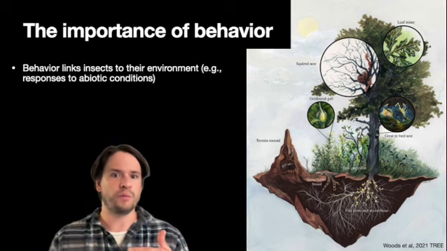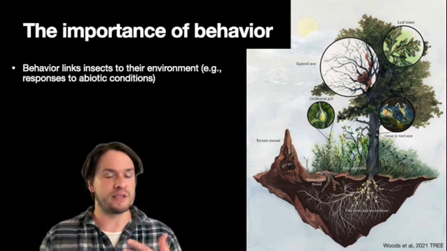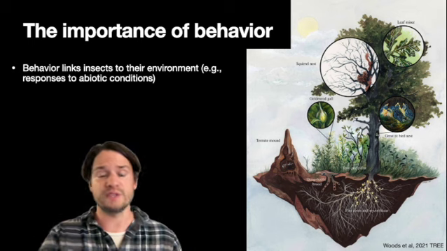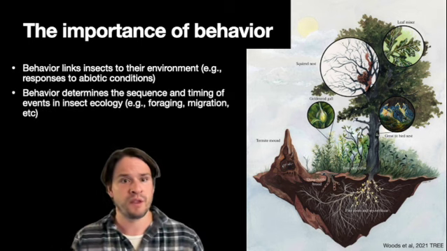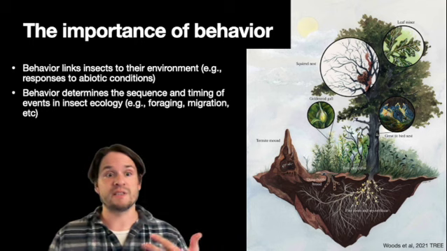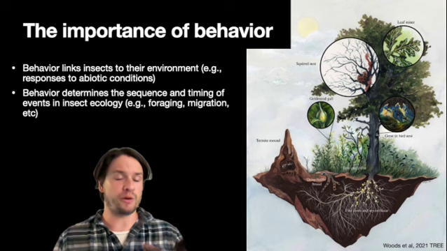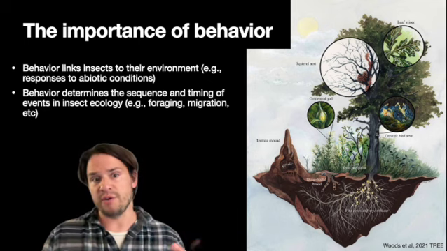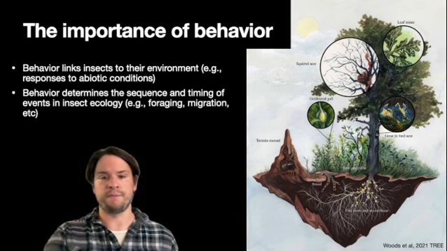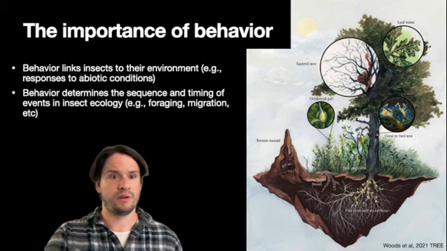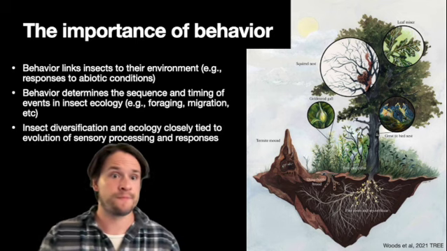So behavior really lays the groundwork for, or is fundamentally connected to, all these other physiological and other kinds of adaptations. Behavior also determines the sequencing or timing of events, for example, emergence, foraging activity, and migration. We can think of behavior as structuring all these other aspects of the organismal biology of insects.